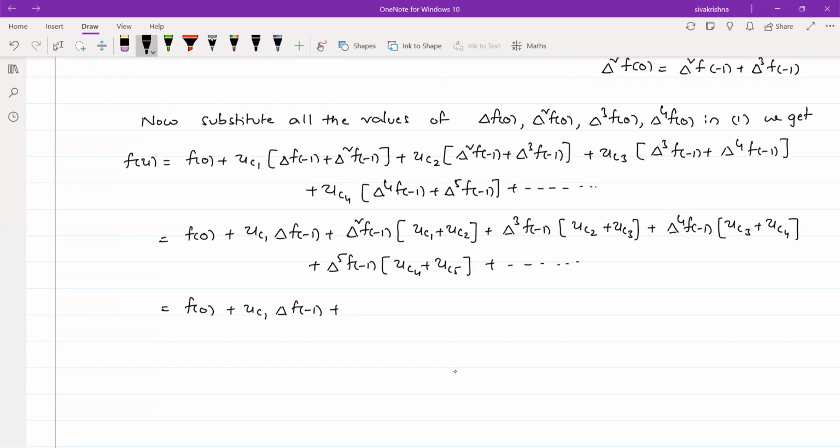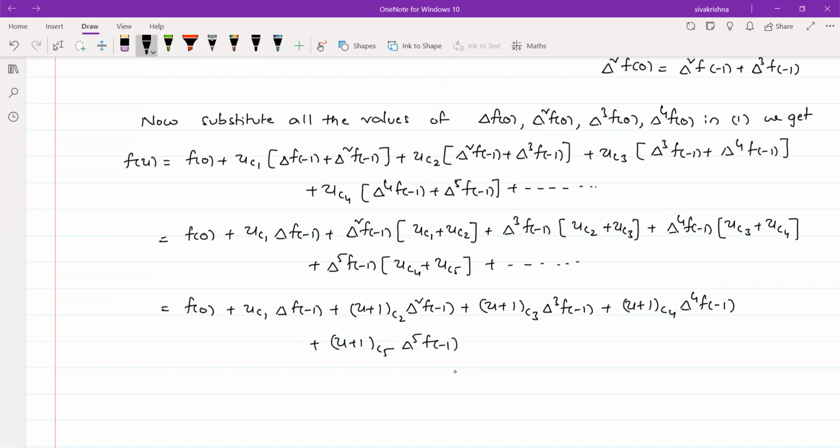So in the same way, I am writing that (u+1)C2 into delta square f of minus 1. Similarly, the next term can be written as (u+1)C3 into delta cube f of minus 1. The next one can be written as (u+1)C4 into delta power 4 f of minus 1, and finally (u+1)C5 into delta power 5 f of minus 1.